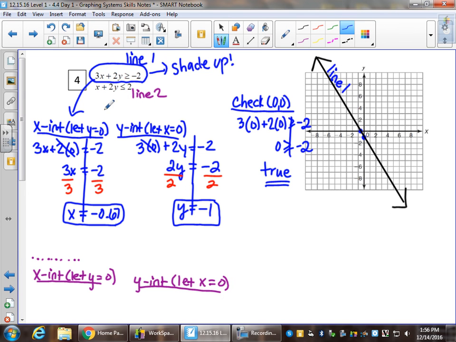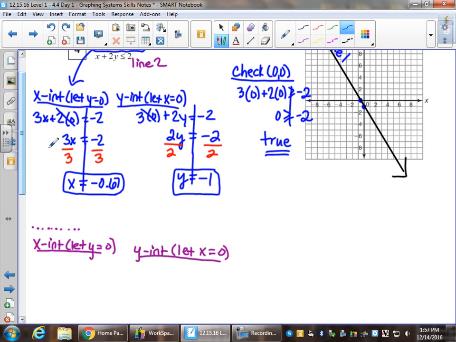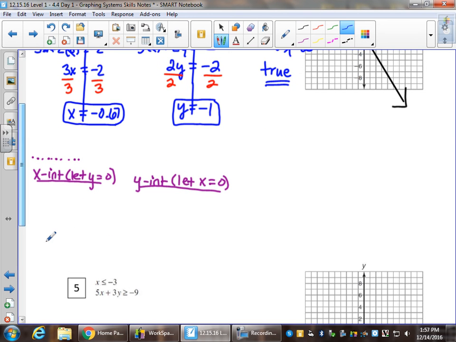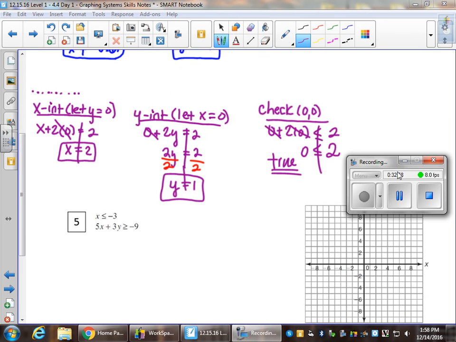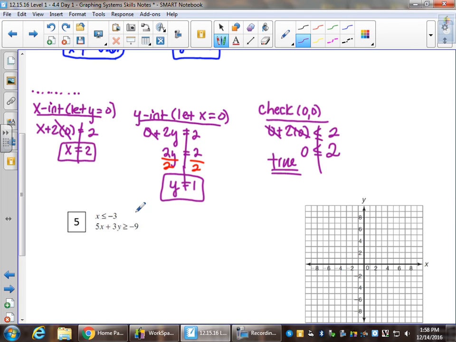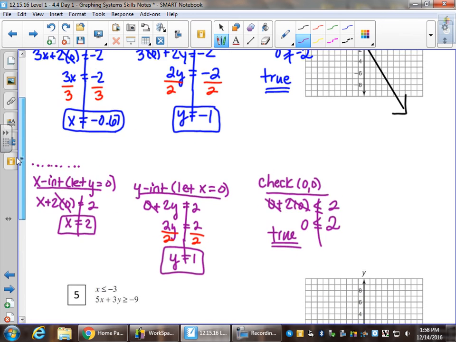So now we're going to work on line 2. Line 2 is also in standard form. So press pause, find your x and y-intercept, and do the check. When you press play again, the work here will be done as well as the check. So press pause and get it done. Here's my work. I got x equals 2 for the x-intercept, y equals 1 for the y-intercept, and then when I checked 0, 0, I got true. So let's see what this will mean.